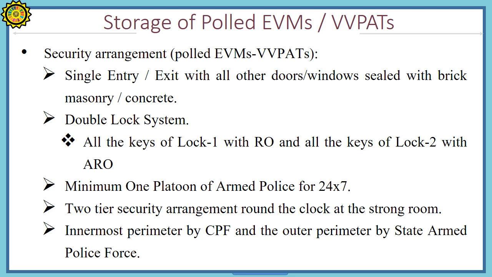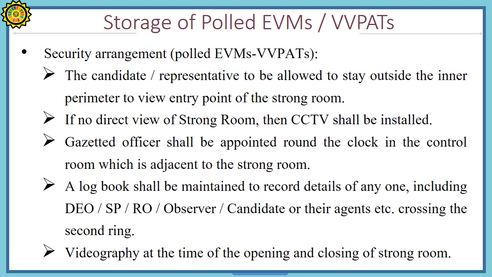Innermost perimeter by the CPF and the outer perimeter by the state armed police force. The candidate or the representative is to be allowed to stay outside the inner perimeter to view the entry point of the strong room. If there is no direct view of the strong room, then install CCTV. A gazetted officer shall be appointed round the clock in the control room, which is adjacent to the strong room.